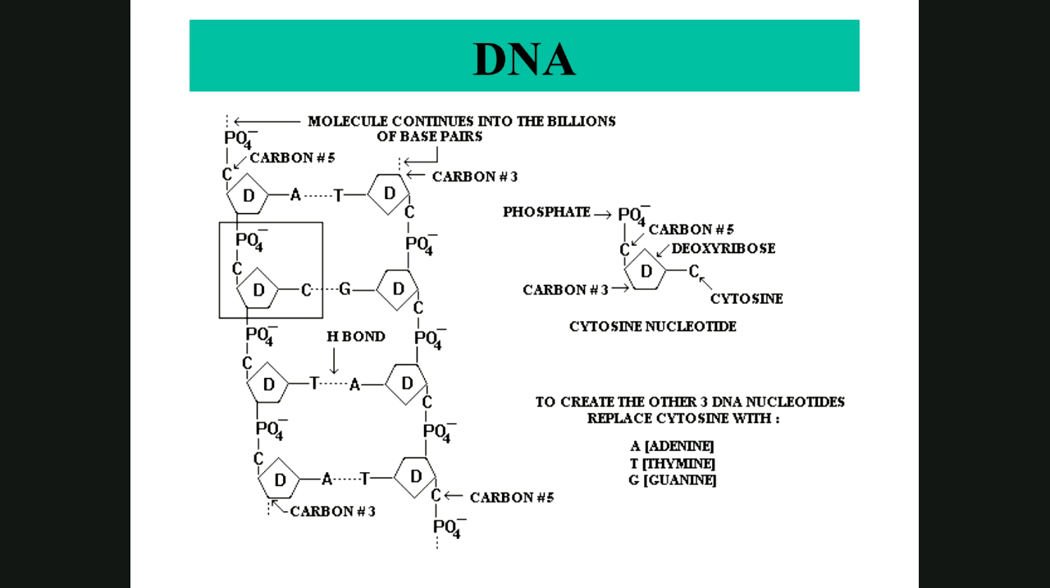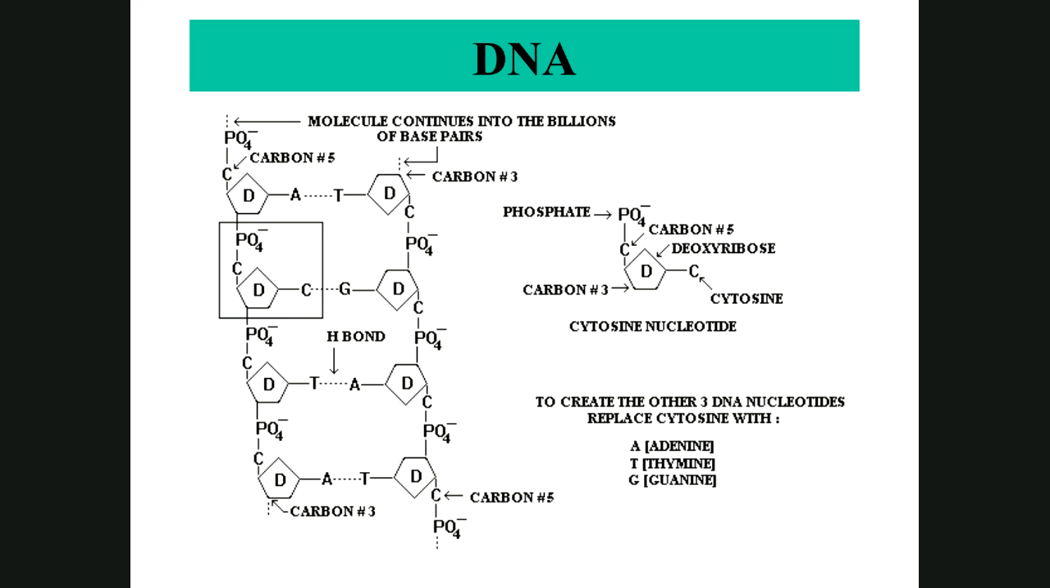And also C bonds with G. Adenine always bonds with thymine, and cytosine always bonds with guanine. So wherever you have the C on a DNA, G has to be on the other side. Whenever you have an A, T has to be on the other side. And they form the rings, the rungs of the ladder, the steps.